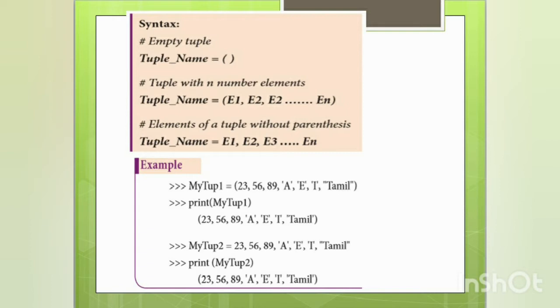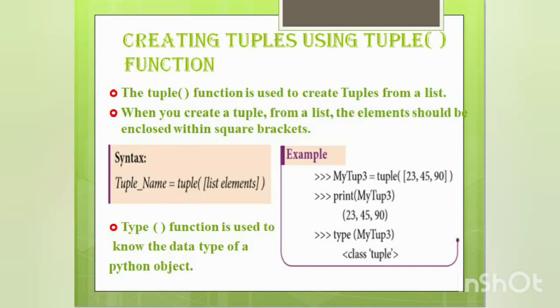23, 56, 89, A, E, I, Tamil. The next example has the same elements but without the parentheses. my tup2 is equal to, without the parentheses, the elements 23, 56, 89, A, E, I, Tamil. Then print my tup2. Your output will be with the parentheses: 23, 56, 89, A, E, I, Tamil. That is, whether the elements are defined within parentheses or without, there is no difference in function. Clear?